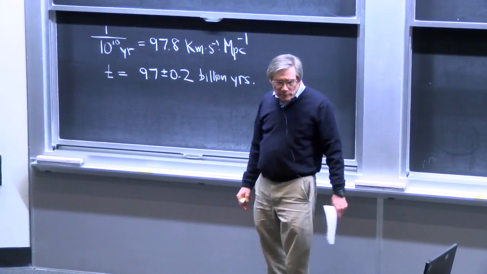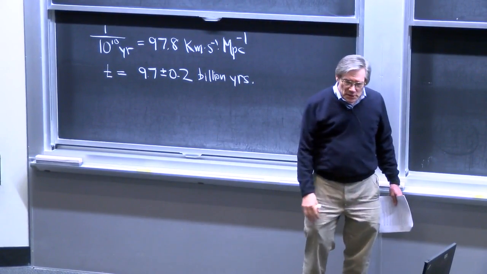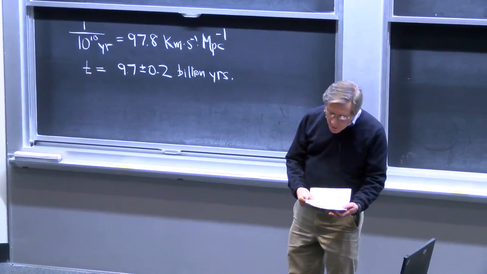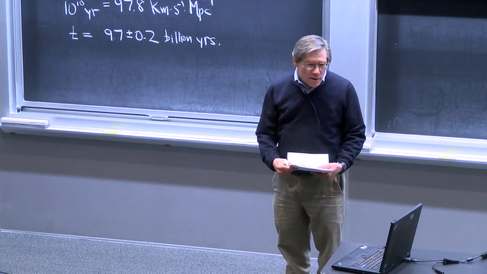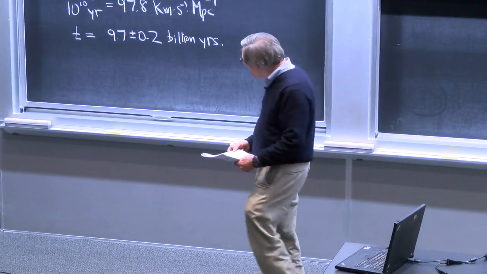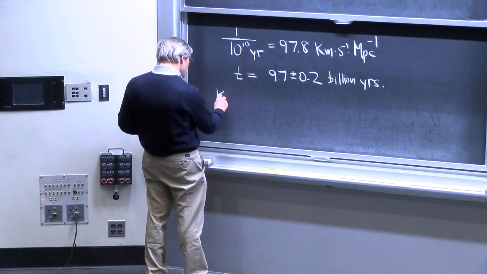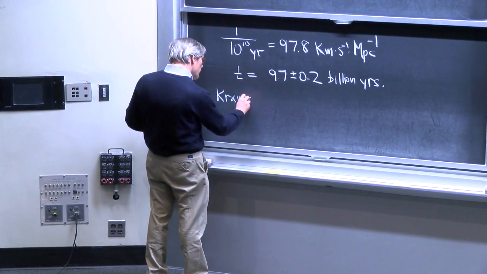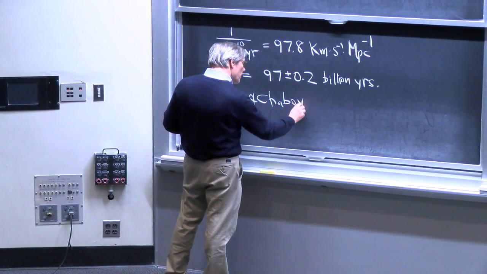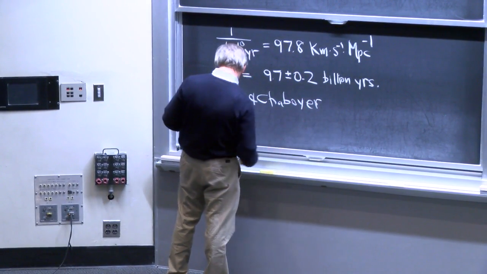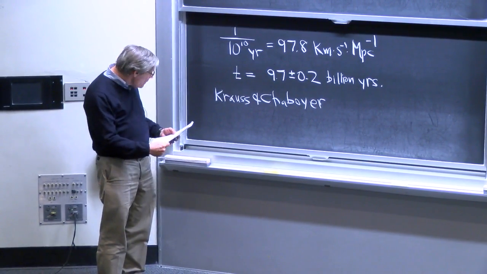This is the age that we got, modified a little bit by having slightly different values of h, but pretty close to this. At the same time, there were calculations about how old the universe had to be to accommodate the oldest stars. And in the lecture notes, I quote a particular paper by Krauss and Chaboyer. Lawrence Krauss is an MIT PhD, by the way.